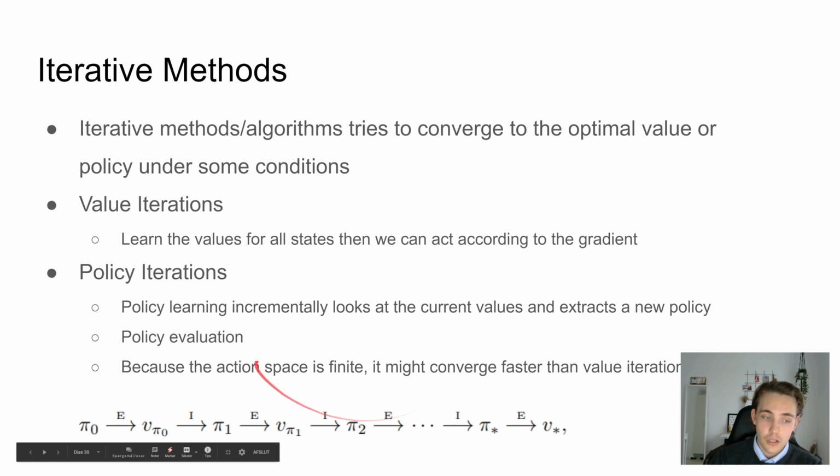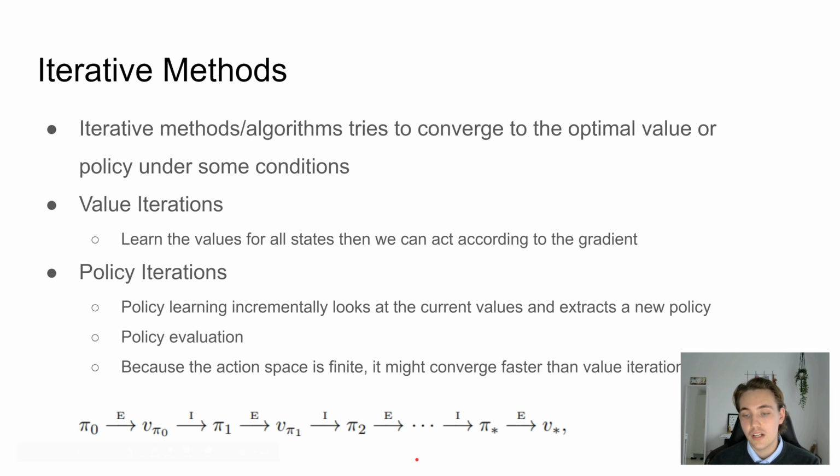And we can also have this policy iteration here, where our policy learning incrementally looks at the current values and extracts a new policy. And then we can do something called policy evaluation, where we're evaluating our policy and seeing if we have to update our policy. Because the action space is finite, it might converge faster than the value iteration.